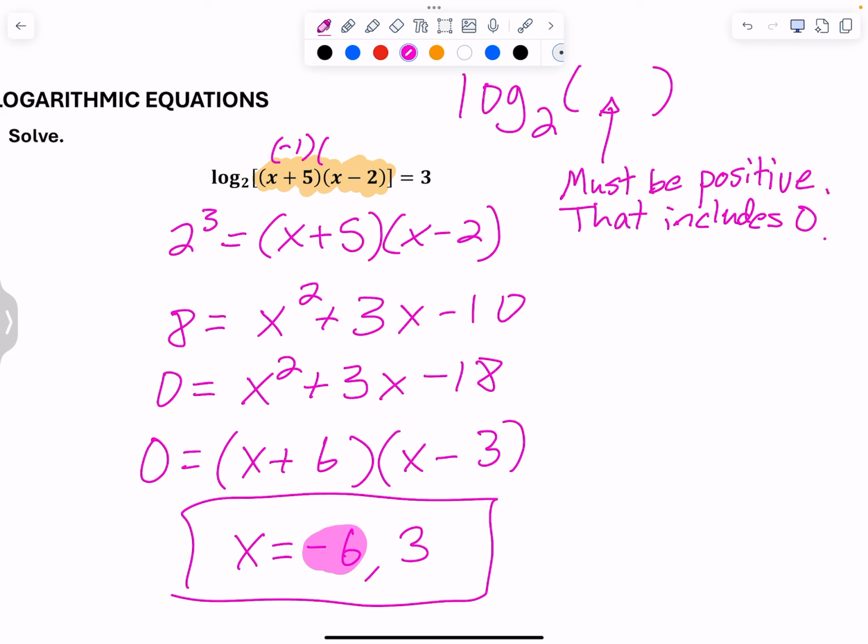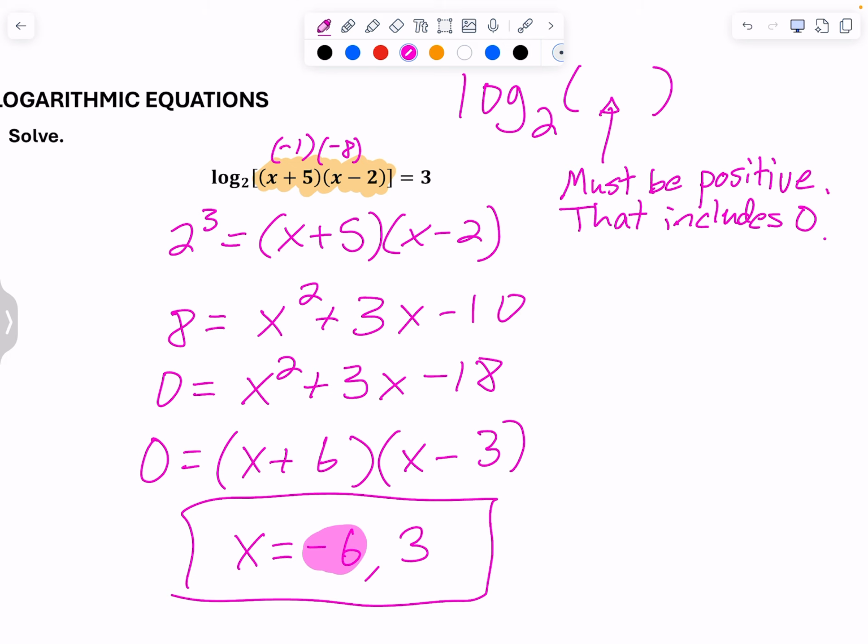If I do negative 6 minus 2, I get a negative 8. And then when I multiply them, I get a positive. So it can be a negative answer. That's fine, as long as it doesn't come out negative inside the log. Exactly. Inside the log.